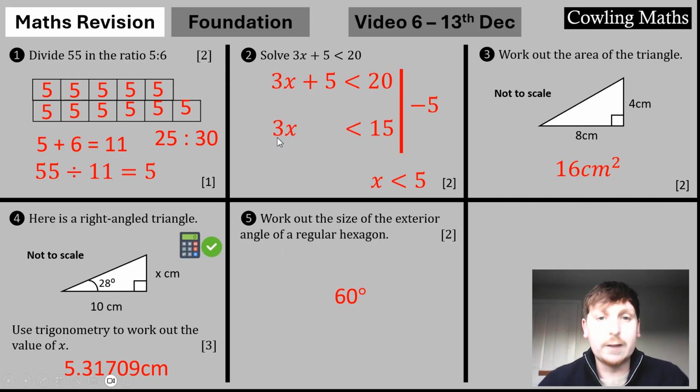Now we need to get rid of this 3, so we're going to divide by 3. We get x is less than 5. And that's the final answer for 2 marks. You'll get 1 mark if 3x is less than 15 is seen, and 2 marks for x is less than 5.